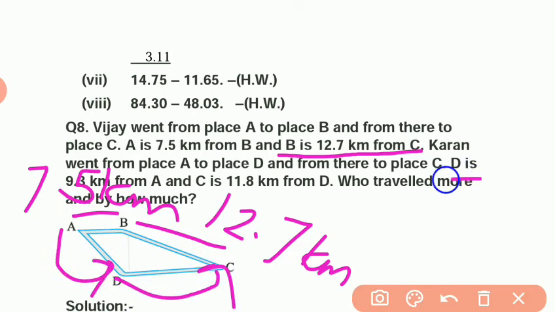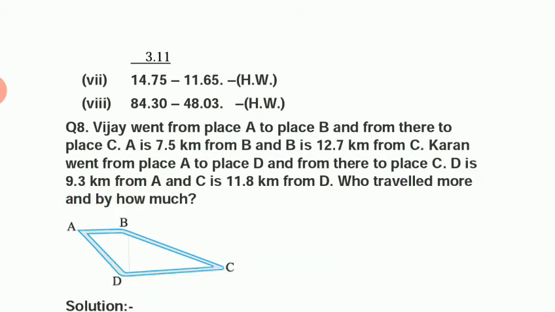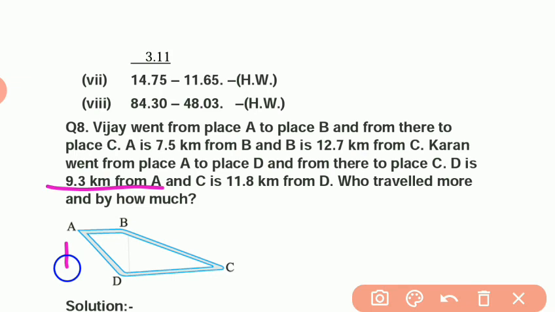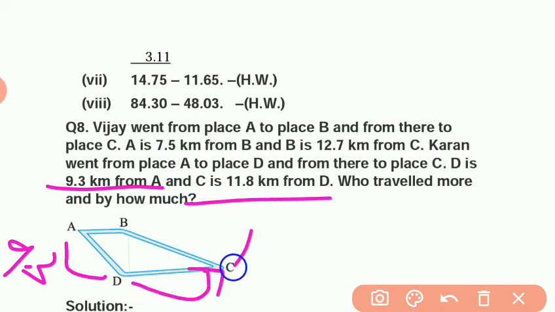So A to D, D is 9.3 kilometer from A. It means from A to D the distance is 9.3 kilometer, and C is 11.8 kilometer from D. It means the distance from D to C is 11.8 kilometer. Now we have to see who travelled how much distance and by how much.